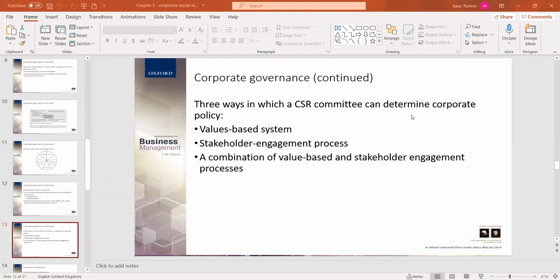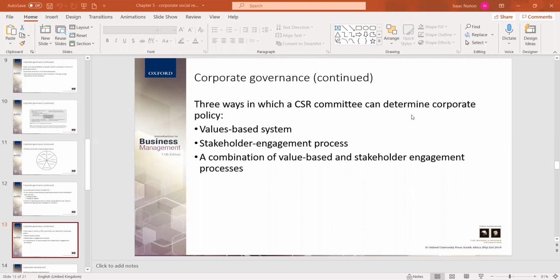In our discussion of corporate social responsibility and corporate governance, are these two basically linked? Yes, they are linked, because for a company to ensure corporate social responsibility, it should be in the hands of corporate governance or management. The people in charge of managing the affairs of the company, are they concerned with issues of corporate social responsibility? This is what the link is. So to incorporate a policy of social responsibility, we are limiting our discussion to three main concepts: either the value base, the stakeholder engagement process, or the combination of both.